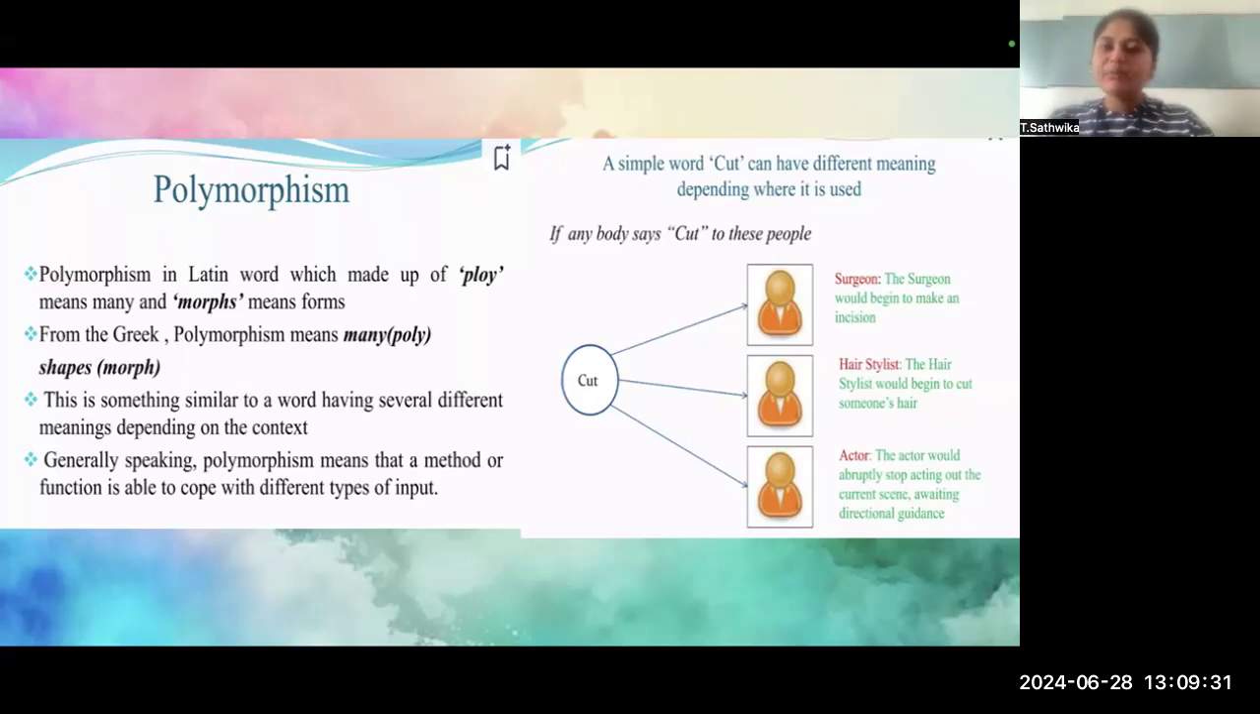Now, let's say a simple word, cut. It can have different meanings depending on where it is used. If anybody says cut to these people, let's say a surgeon, the surgeon would begin to make an incision, a hairstylist could begin to cut someone's hair, and an actor would abruptly stop acting out the current scene, waiting for directional guidance. So the word cut has got different meanings. One word has a lot of meanings. It takes a lot of forms. This is an example of polymorphism.